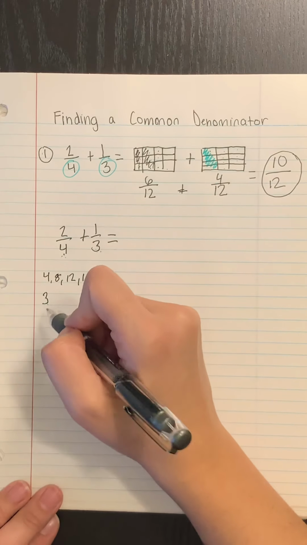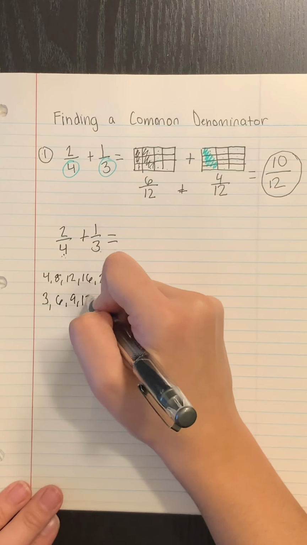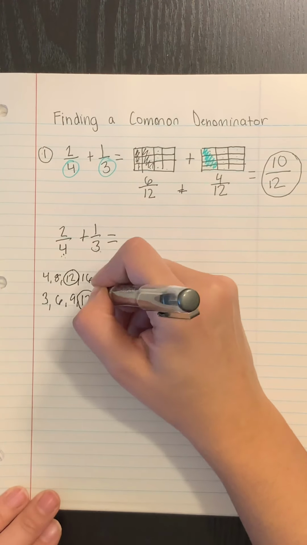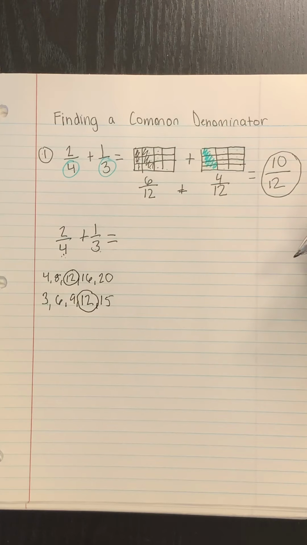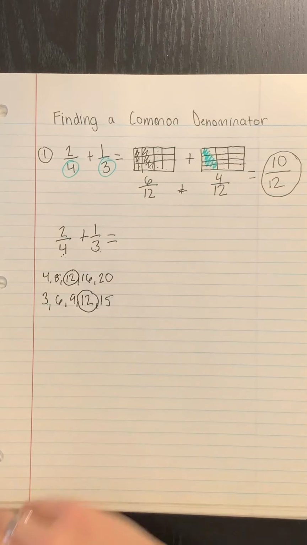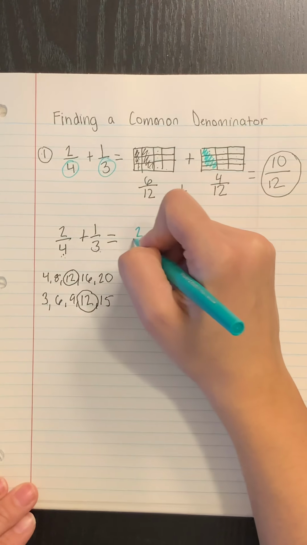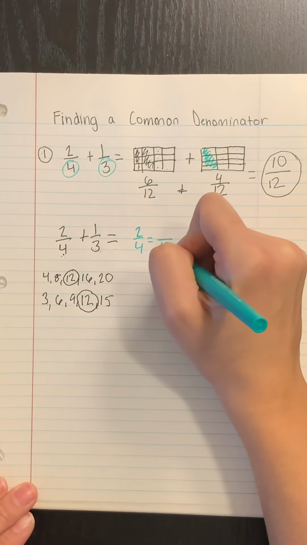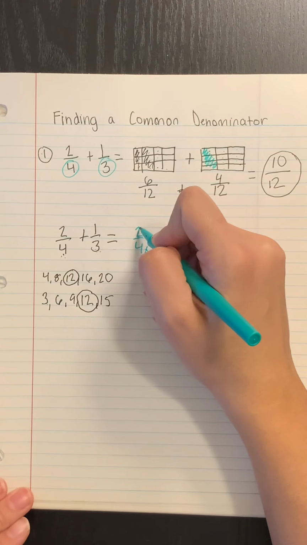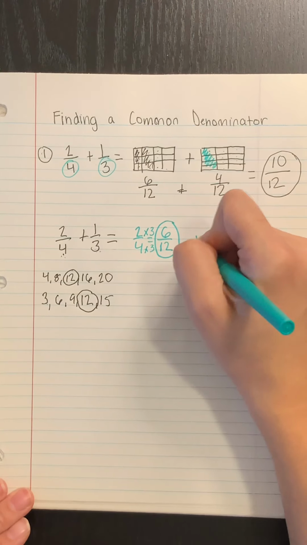Now I'm going to list the multiples of 3. 3, 6, 9, 12, 15. So I notice that I have a common denominator. The number 12 is common between both of them, just like in my model. Once I have that, I have to find my new numerators. So I'm going to rewrite my problem using the new denominator. So let's see, 2/4 equals how many 12ths? Well, I know that 4 times 3 equals 12. So I need to multiply the numerator by 3, which is 6. There's my new fraction.